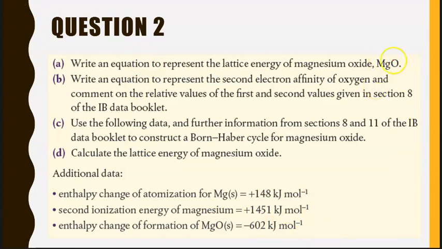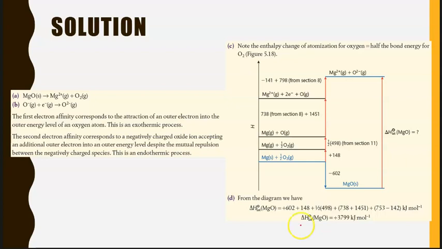Okay, so this one's getting us to look at magnesium oxide, which is a prac we've actually done. We're going to write the equation to represent the second electron affinity of oxygen. Okay, remember, because oxygen's going to actually have to gain 2 electrons. So it will have 2 electron values. Okay, you're going to comment on the relative values of the first and the second, which are given in the data booklet. And then have a look at these to construct the Born-Haber cycle. The additional information that you required was down here, and then we're going to work out the lattice energy. So let's have a look at our solution.